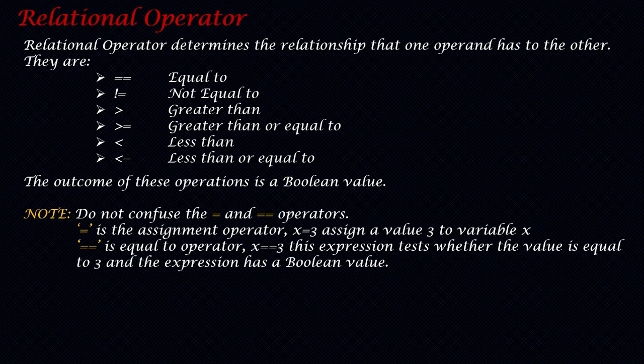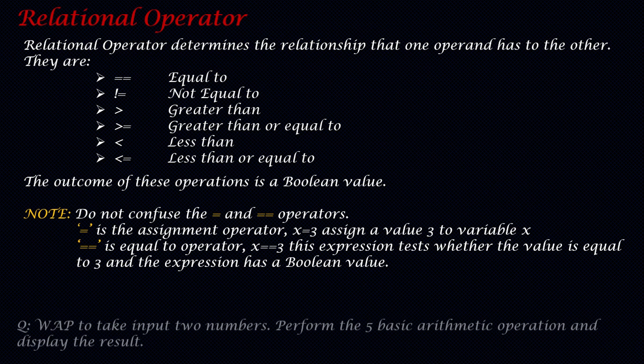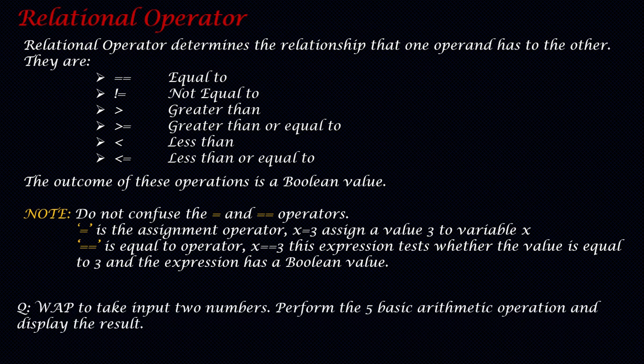But in case of equals to equals to operator, it is a comparison operator. It checks whether the value is equal to. See the expression x equals to equals to 3. What happens here is that it checks whether x is having the value 3 stored in it or not. If the value of x is 3, then it will give the result true, otherwise it will return a false one. Okay, hope you have understood.